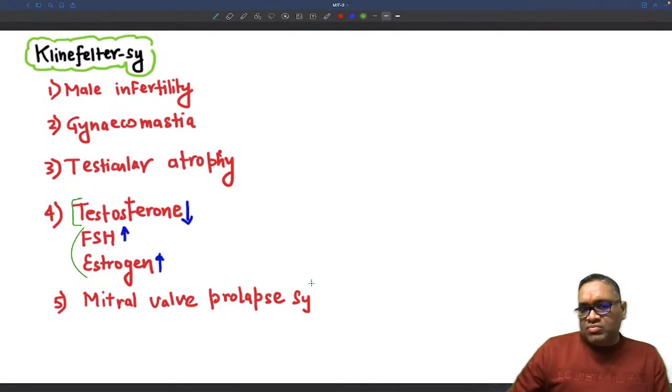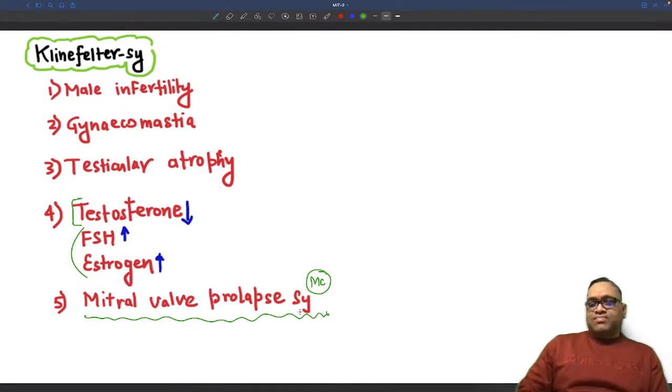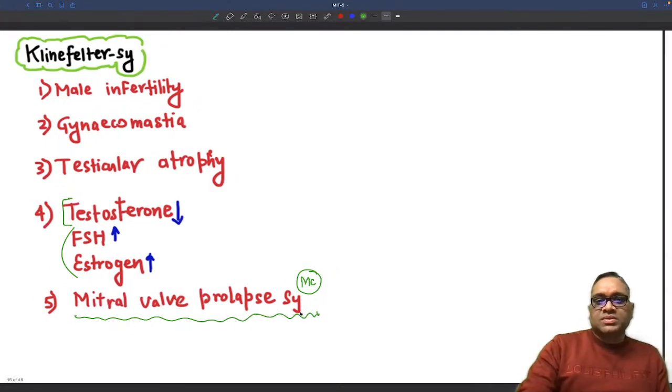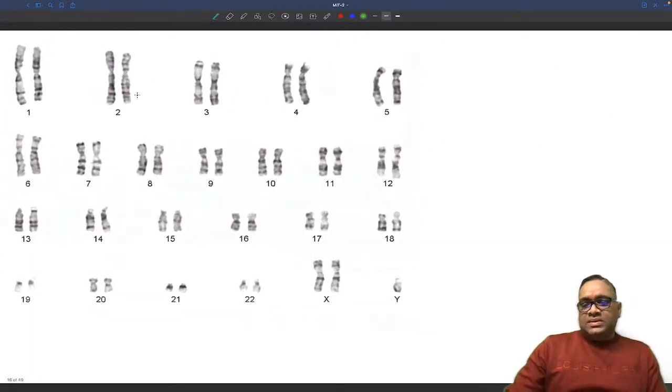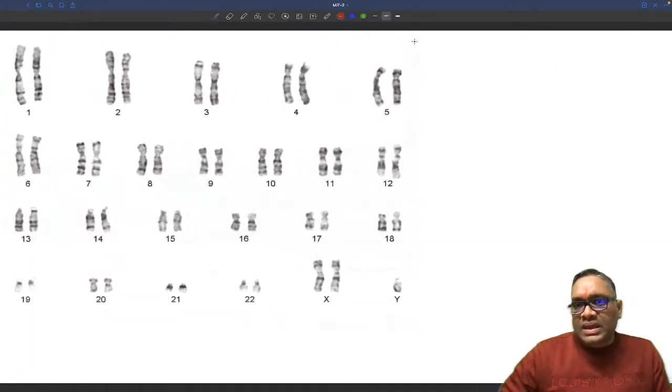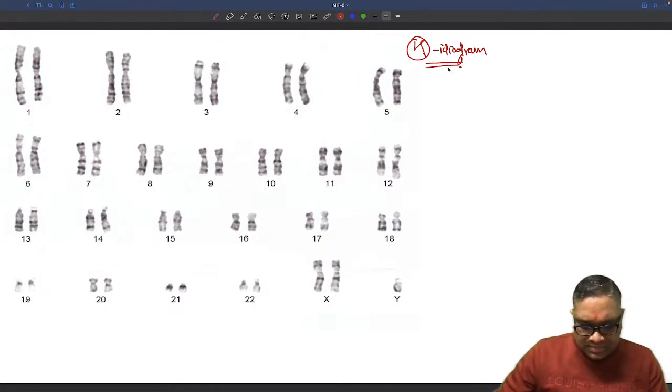And what is the most common cardiovascular finding? That will be mitral valve prolapse, right? So these are the important points about Klinefelter syndrome, right? Now you can see this karyotypic ideogram. Can you tell me what is the right diagnosis? Can you tell me in the comment box?